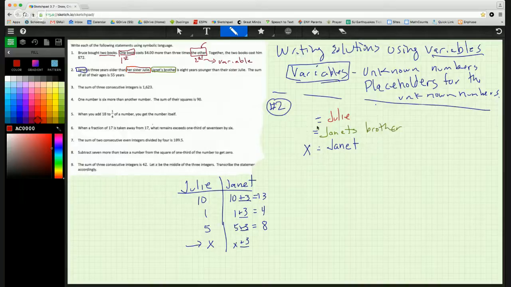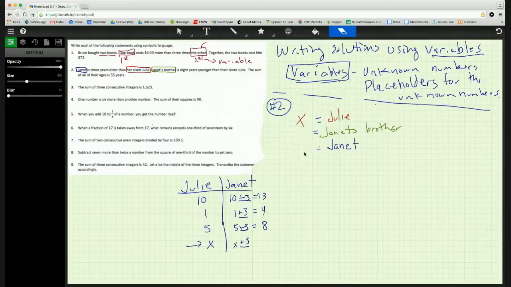Wait a minute. Julie is X. Right. So Janet is X plus 3. Janet is X plus 3. No, we had that right.